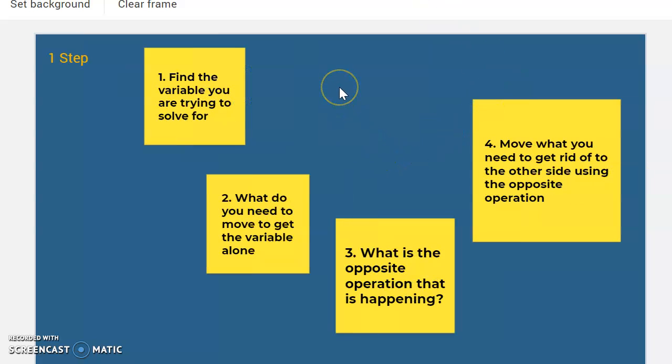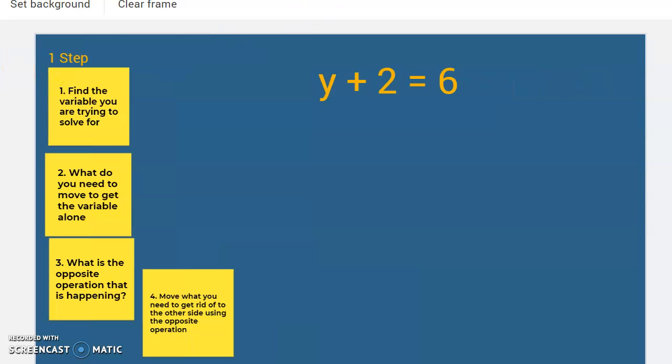So we've got 4 steps that we're going to look at doing with solving these equations. First, we're going to find the variable that we're trying to solve for. Second, we need to figure out what do we need to do to move to get that variable alone. 3, what is the opposite operation that is happening? And then 4, move what you need to get rid of to the other side using the opposite operation. So let's look at this with examples.